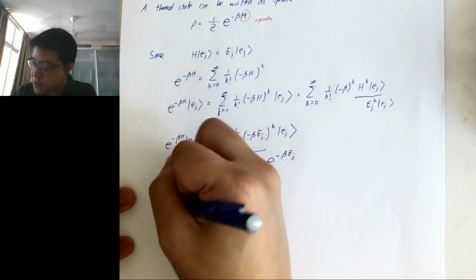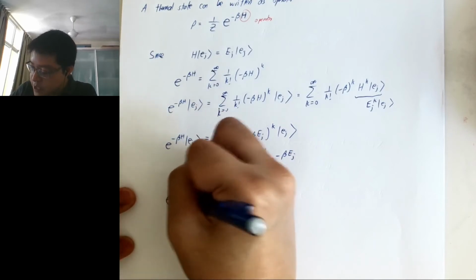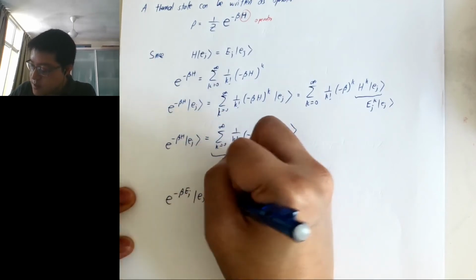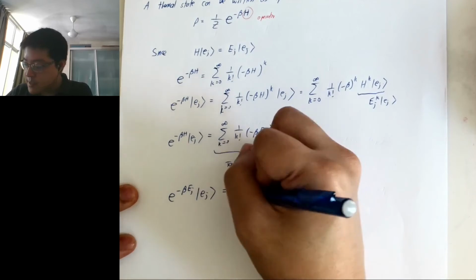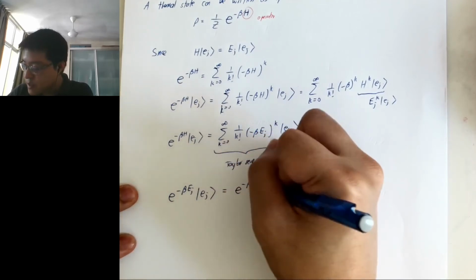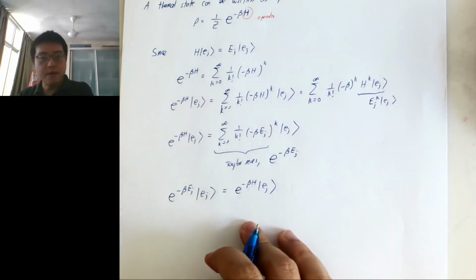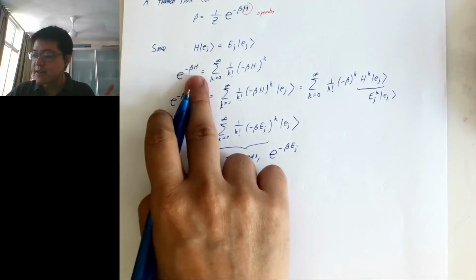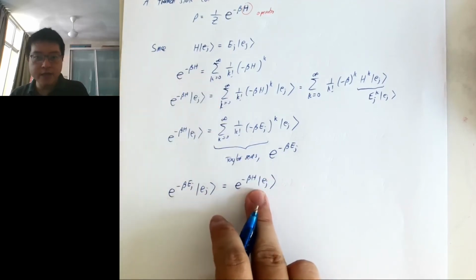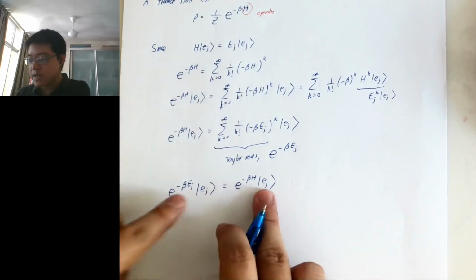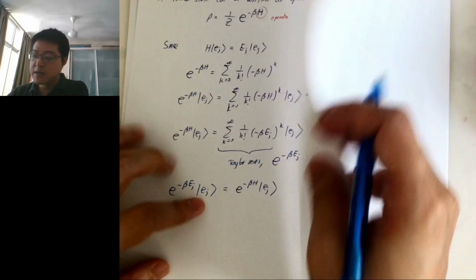So I have shown you that e to the power of negative beta Ej operating on the ket Ej is the same as taking the exponential operator acting on Ej. So I've convinced you that this is the reason why the operator can suddenly change into this, as long as we are referring to the Ej basis.